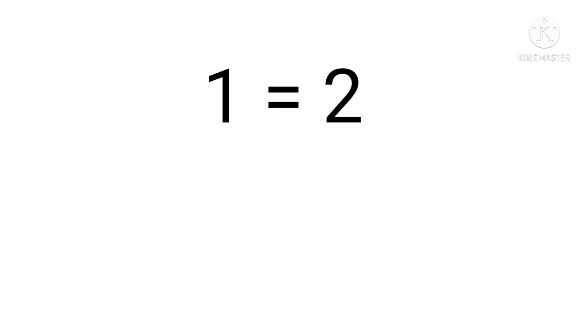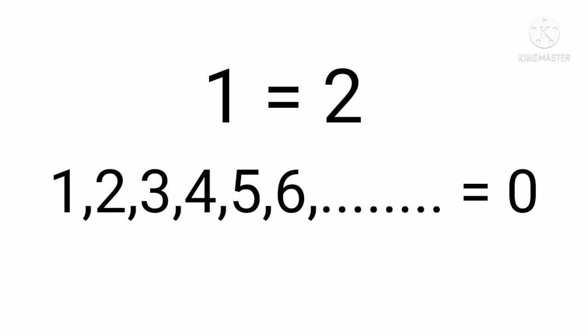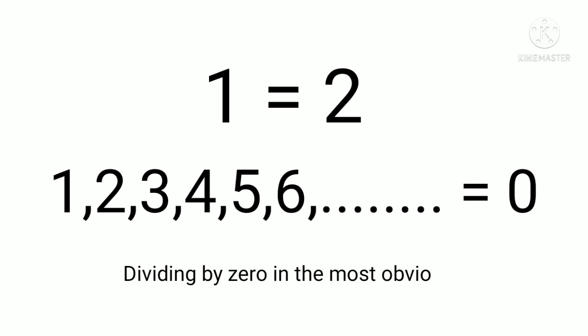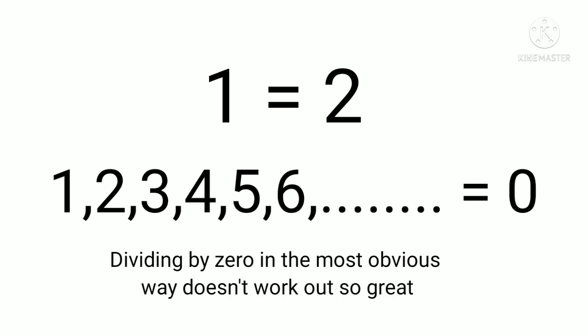Oddly enough, that is not necessarily wrong. It's just not true in our normal world of numbers. There is still a way it could be mathematically valid, if 1, 2 and every other number were equal to 0, but having everything equal to 0 is ultimately not at all useful to mathematicians or anyone else. So dividing by 0 in the most obvious way doesn't work out so great.